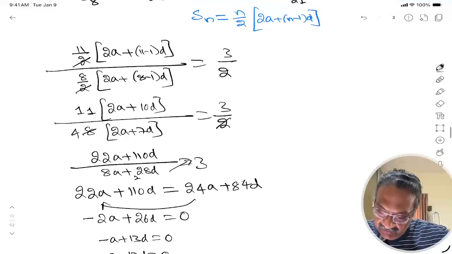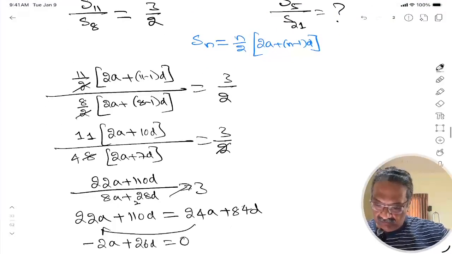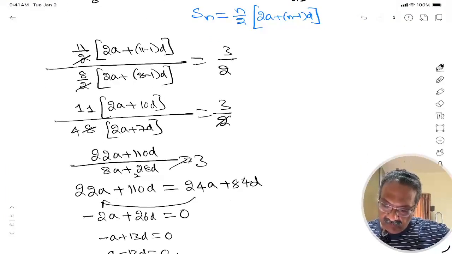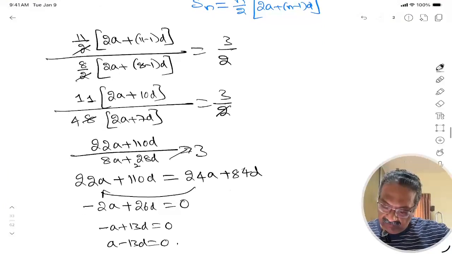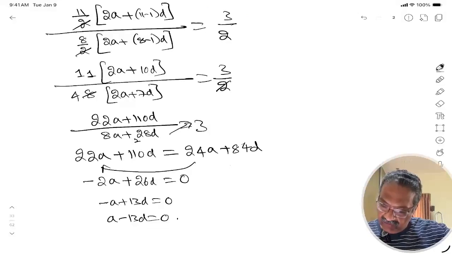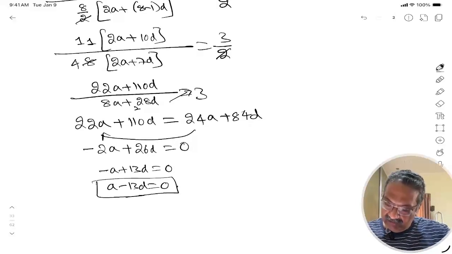Okay, have we done it correctly? Let me do this again. 2 and 2 is gone, 3 by 2. Okay, right? So I get 11 2s are 22, 110d is equal to 4 2s are 8, 7 4s are 28, 28 into 3, 8 3s are 24, 28 into 3 is, 2 to carry, 84. Okay, so minus 2a, 110 minus 84, 6 and 2, 26. Okay, so a minus 13d is 0 we have got.